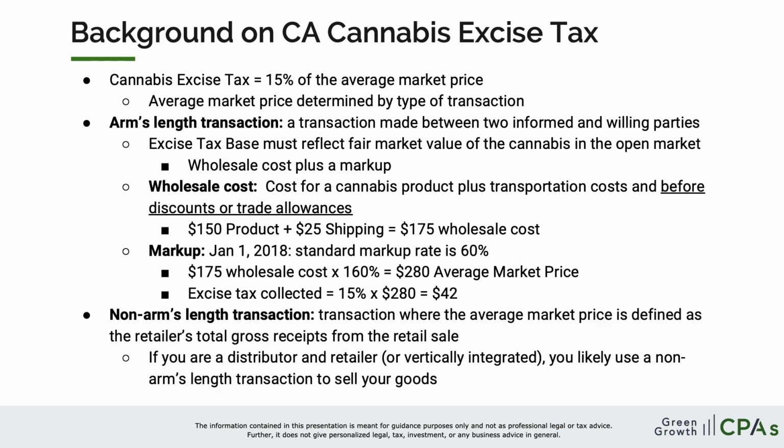Now, the second type of transaction is a non-arm's length transaction, and this is a transaction where the average market price is defined as the retailer's total gross receipts from the retail sale. Now, if your business operates as both a distributor and a retailer or fully vertically integrated, then you're likely using a non-arm's length transaction to sell your goods. And this is a minority of the market. Most people are doing these arm's length transactions by buying their products from a distributor that is not themselves.